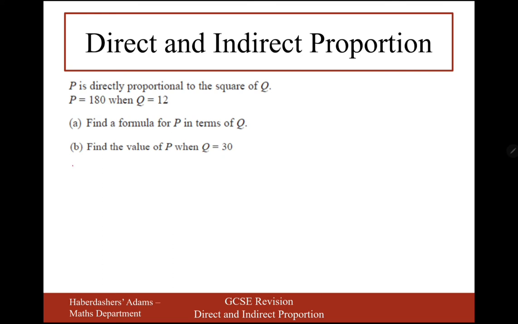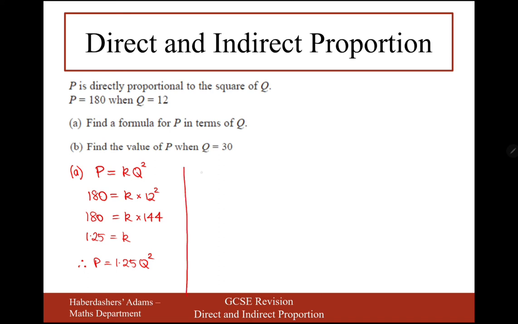Okay, let's get started here then. So P is directly proportional to the square of Q, so Q squared. When P is 180, K, and then we have 12 squared. 12 squared is 144, so let's put that in. And then we can divide that to the other side. So 180 divided by 144 is 1.25. So therefore the formula is P equals 1.25 Q squared.